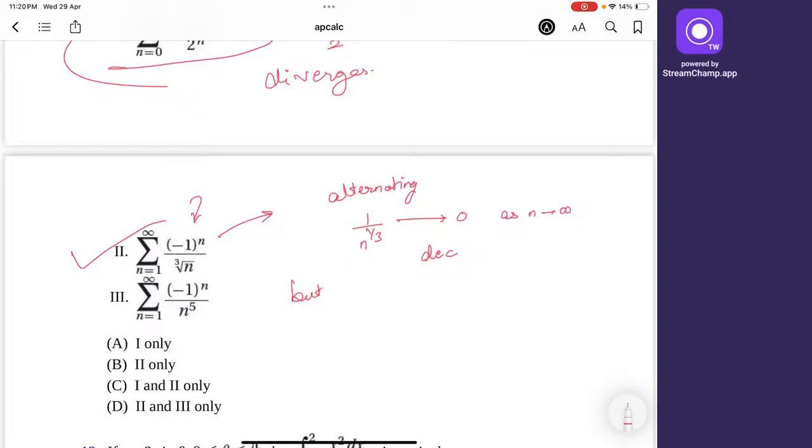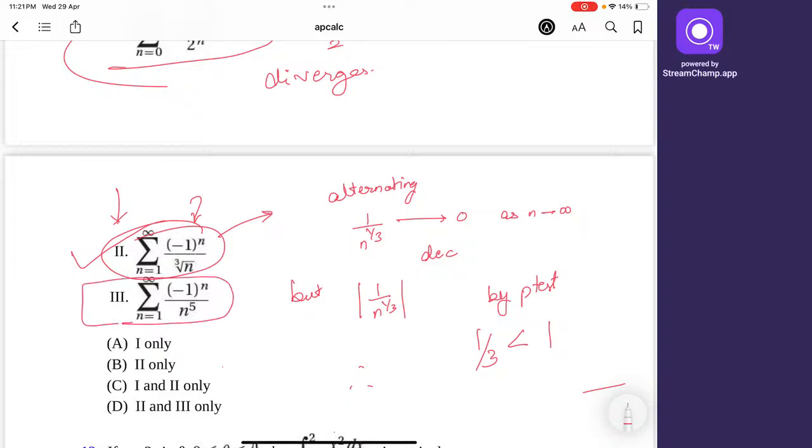But if you take it absolutely, 1 by n power 1 by 3, by p test, 1 by 3 is less than 1, therefore this diverges absolutely and converges conditionally. So therefore series 2 converges conditionally.